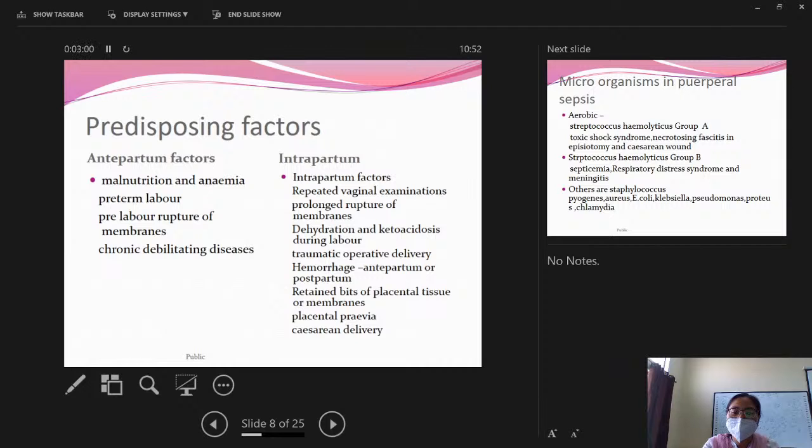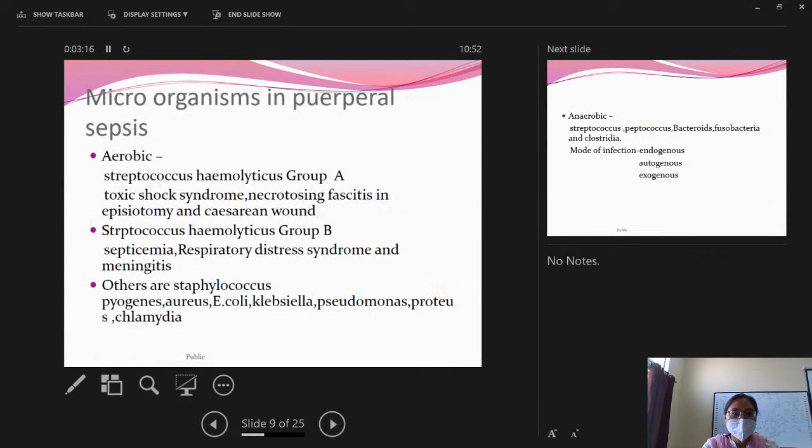There may be a hemorrhage, that is an APH or a PPH, antepartum hemorrhage or postpartum hemorrhage. If there is a retained placental bit after the delivery, or if there is placenta previa or cesarean section, the chances of puerperal sepsis are more. These are the predisposing factors.